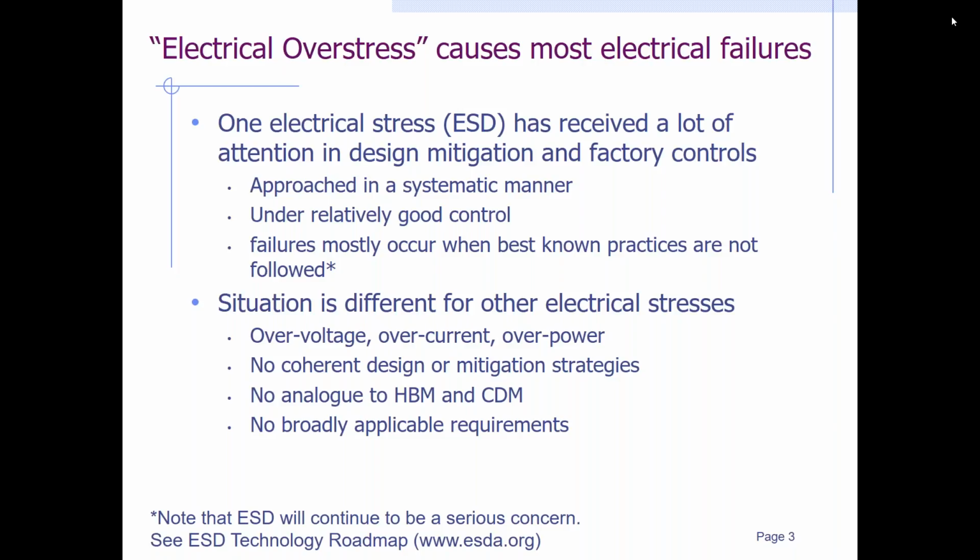And sometimes you'll hear people talk about, well, we put in protection for ESD, why don't we just put in protection for EOS as if it was just another stress? But that, in fact, is not the case. It is not just another stress. It actually is a phenomenon that occurs due to a wide variety of root causes, and we'll talk about that a little bit. We have no analogous standard industry tests like human body model and charge device model, and we have no broadly applicable requirements that we could put into data sheets other than the absolute maximum ratings that normally appear in data sheets. And part of what we talk about today will be interpreting those absolute maximum ratings in a way that is related to electrical overstress.